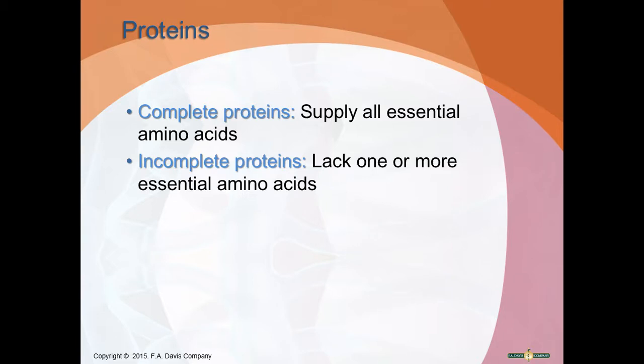It's not necessary for every amino acid to be present in the same meal for the body to create a new protein. Foods that supply all the essential amino acids, making them available at the same time, are called complete proteins. Foods that lack one or more essential amino acids are called incomplete proteins. Complete proteins mainly come from animal sources, and incomplete proteins come from plant sources.